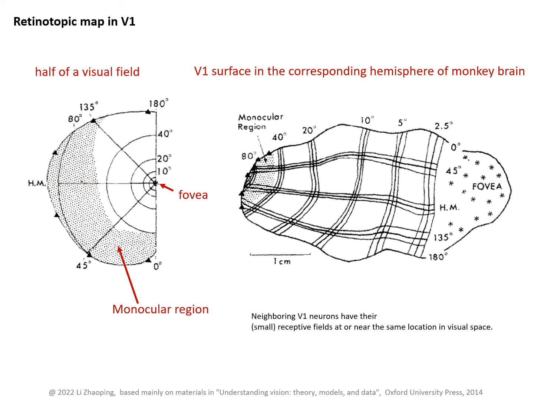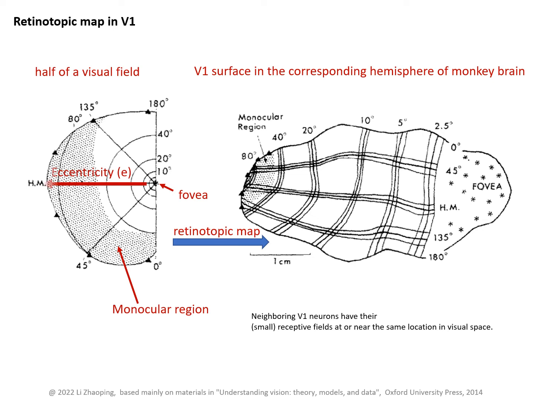V1 neurons have small receptive fields, and neighboring V1 neurons have their receptive fields at or near the same location in visual space. And this transformation from the coordinates in the input image to those on the V1 cortical surface is called the retinotopic map.